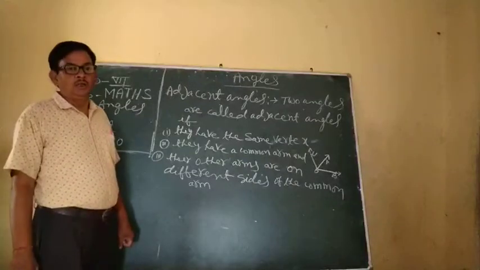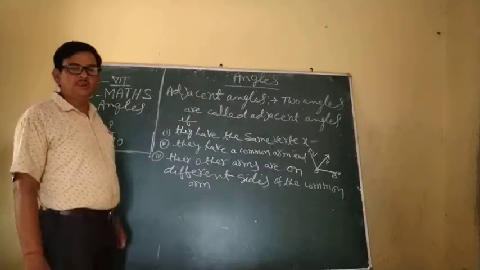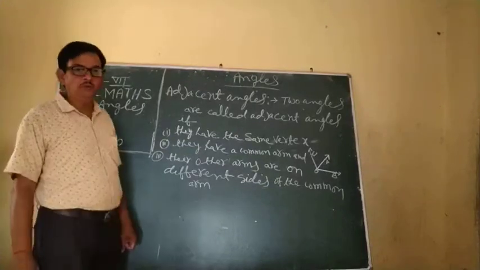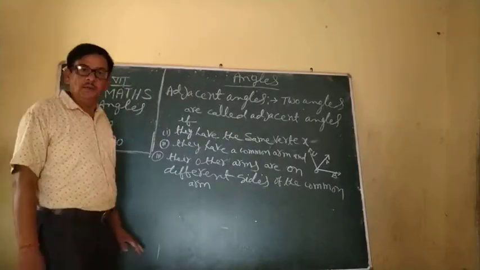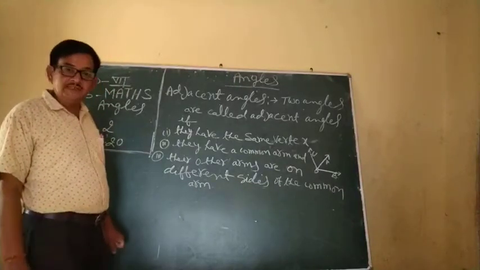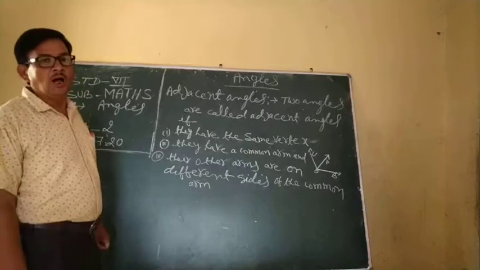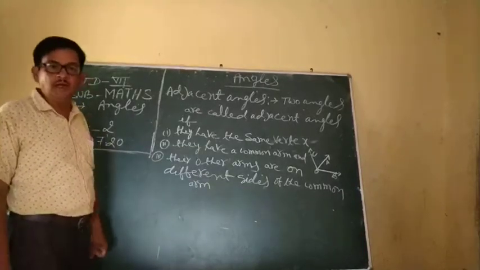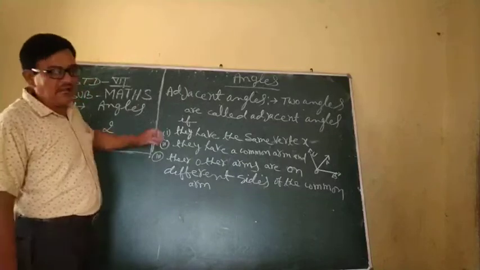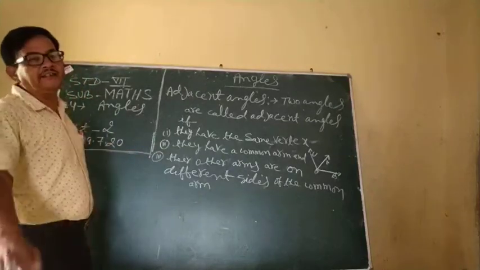Children, today I am going to discuss the angles, Part 2. In Part 1, I gave you the angles: right angle, acute angle, obtuse angle. Those answers and all the definitions were given, so please learn them. Now today I am going to discuss the adjacent angle.